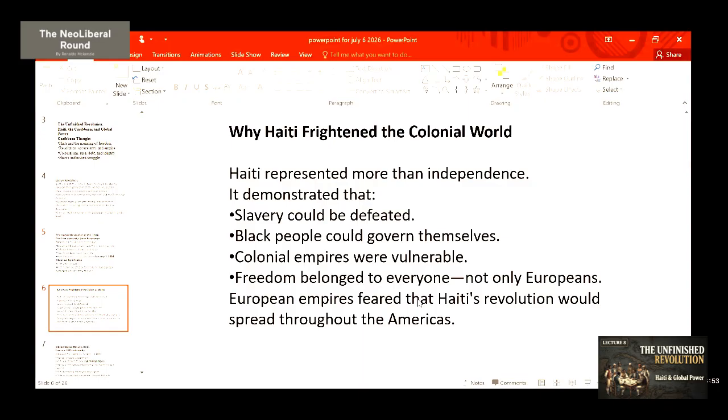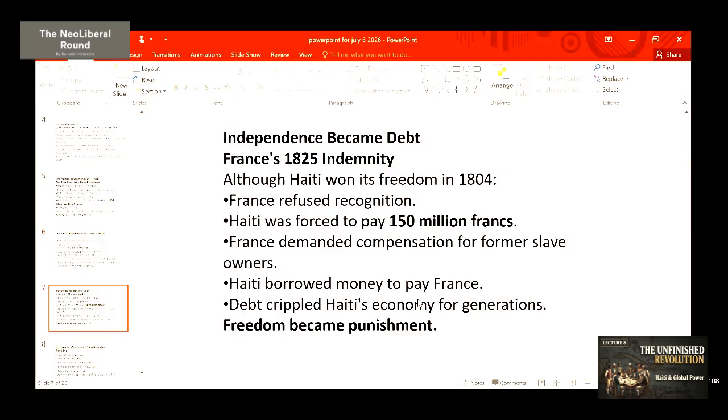The history also complicates Dominican independence. The eastern side of Hispaniola experienced different claims of sovereignty. Haiti was forced to pay 150 million francs. France demanded compensation for former slave owners. And of course, Haiti borrowed money to pay France, which crippled the economy for generations. Just so you know, up to now the economy is crippled. Haiti? Yes, up to now.